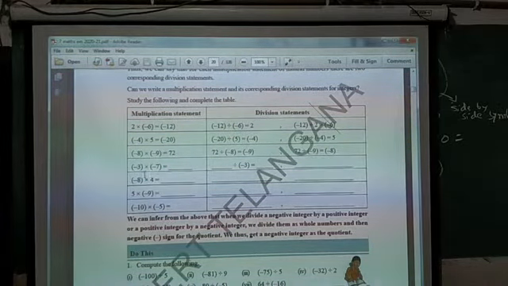4th one you see, minus 3 into minus 7. You know minus into minus will become plus. 3 7 21. The answer will be 21. So from here how do you get it? 21 divided by minus 3, answer will be minus 7. Same, 21 divided by minus 7, the answer will be minus 3. So like that you can fill this.